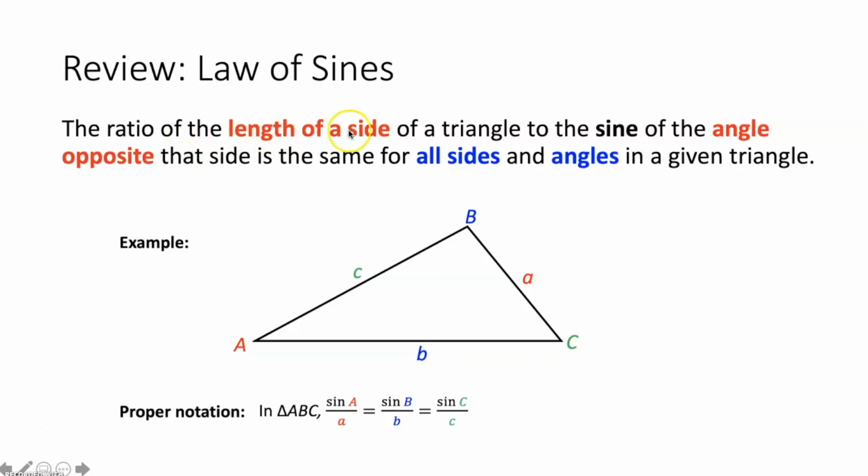Let's first quickly review the law of sines, which says the ratio of the length of a side of a triangle to the sine of the angle opposite that side is the same for all sides and angles in a given triangle. So what we know is that the sine of angle A over A is equal to the sine of angle B over B, which is equal to the sine of angle C over C. That is what the law of sines says.